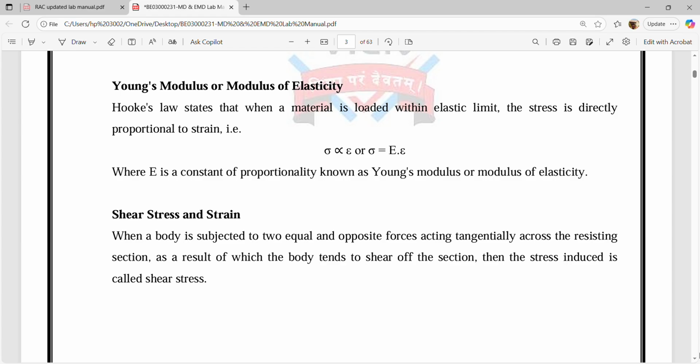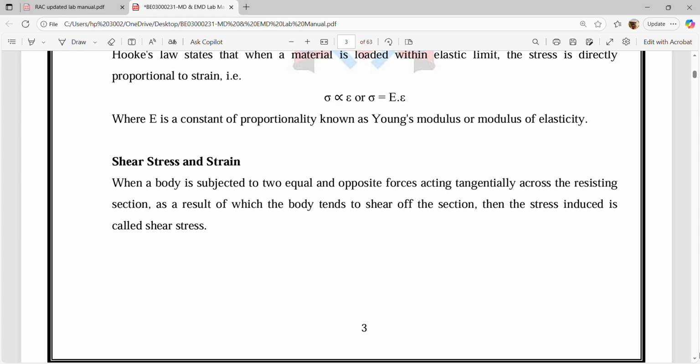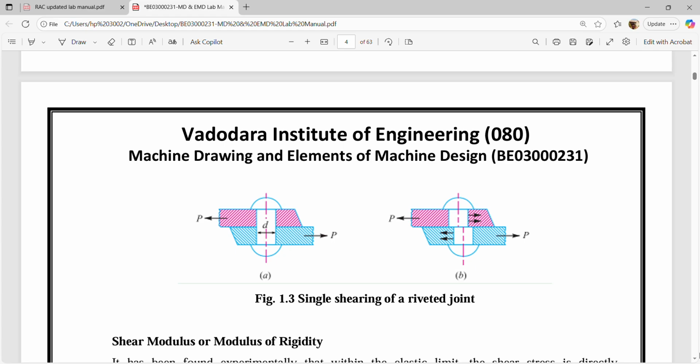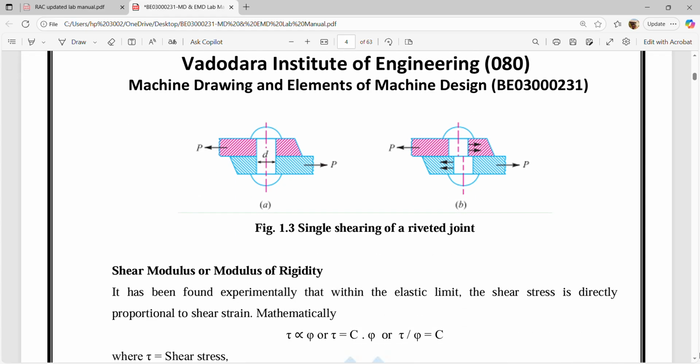Shear stress and strain. When a body is subjected to two equal and opposite forces acting tangentially across the resisting section, as a result of which the body tends to shear off the section, then the stress induced is called shear stress. Here we can see how shear stress acts, single shearing of a riveted joint.